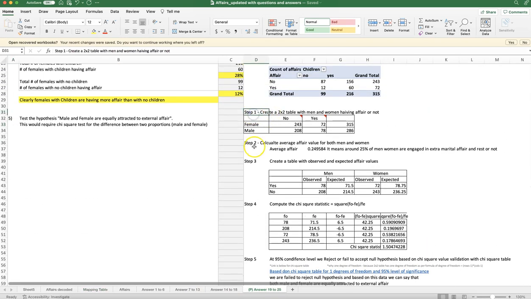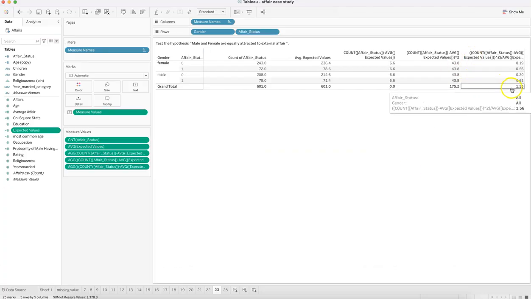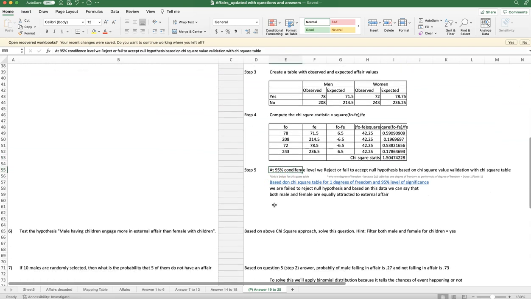Step number 1, step number 2, calculate the average affair 25%, step number 3, step number 4, the same table which I've created in Excel. 1.50 is something I'm getting over here. Similarly 1.56 is what I'm getting over here, and in step 5, using the table present over the link over here, it basically gives us at 95% confidence we reject or fail to accept the null hypothesis based on chi-square validation with the chi-square table.